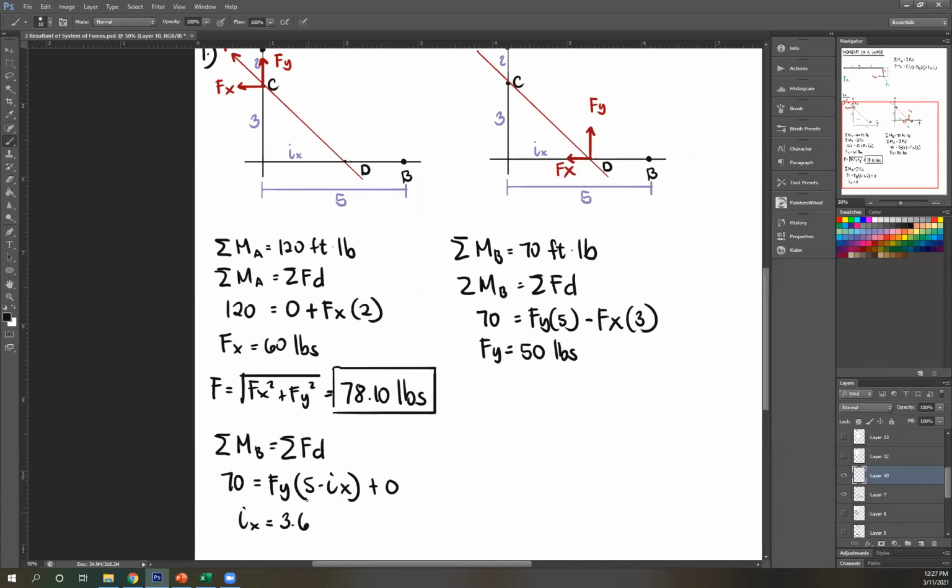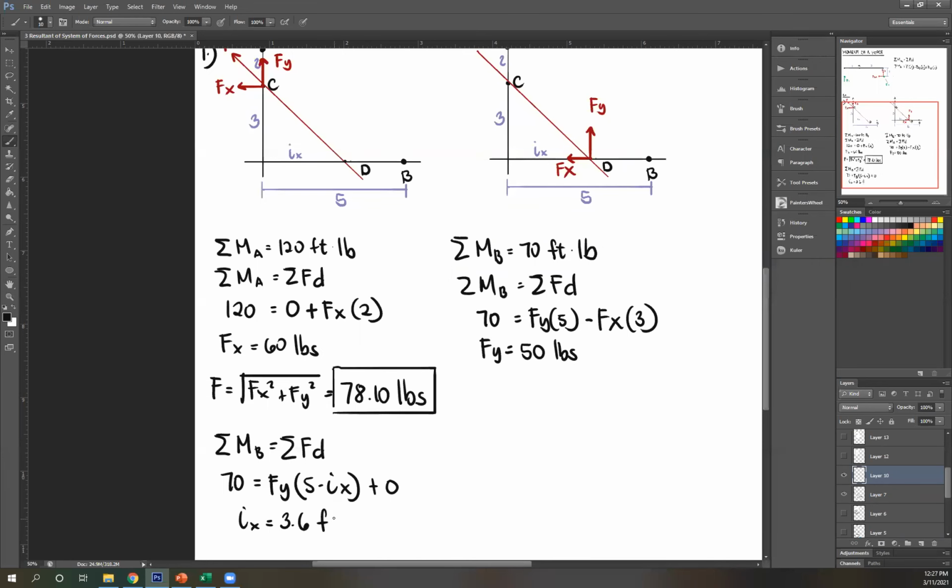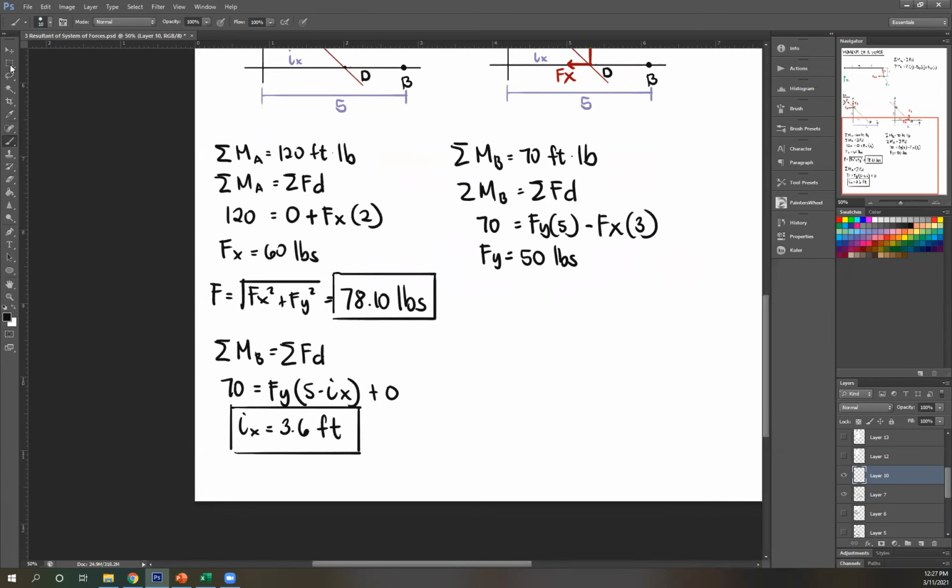3.6. Then don't forget the unit. What's the unit? Yeah, so this means feet. So feet. Then to make it more specific, you can say 3.6 feet. That's enough for intercepts. Okay. So, by the way, that's not done.